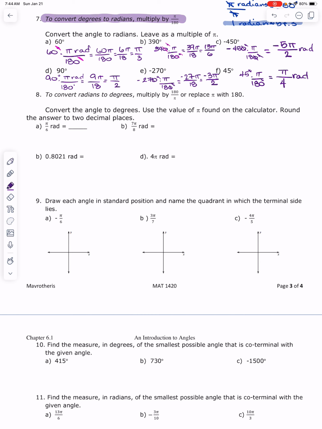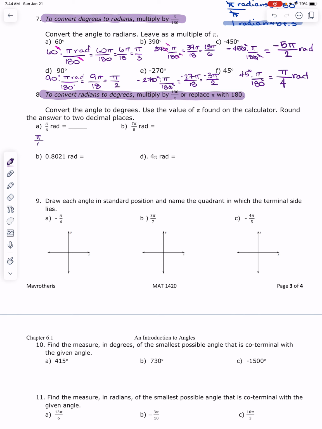To go the other direction, to convert from radians to degrees, we still use that same unit ratio. This time we reverse the order that we're doing this in. We flip it. So now we've got the 180 degrees in the numerator. We've got pi in the denominator. Now this back part, replace pi with 180. We will take a look at what that looks like here with this first example, kind of show how it works.